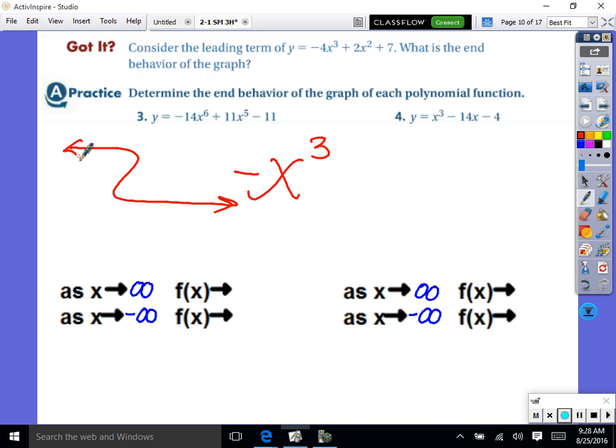Number 3. We go up the leading coefficient. We go up the leading term. Yep, so this is degree 6, so it's even, right? And then it's negative, so won't this be down and down as well? Okay, this one's odd, right? Positive, so won't that be like a positive line? So down and up. So we're good with that, right?